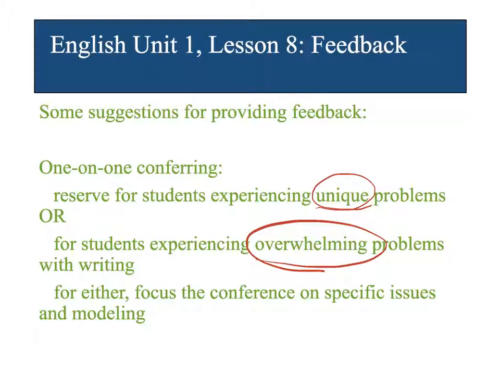So this one-on-one conferring is really an opportunity for you to sit down with a student side by side, take a look at their paper, and talk through the kinds of revisions they may need to make. In either of these two cases, you want to focus the conference on specific issues and on modeling. So you providing modeling of what a better way of writing would look like. This is very time consuming, but we do know that when we sit down and talk with students about their writing, it has greater potential to make a change from the rough draft to the final draft than if we just correct papers and give them back.